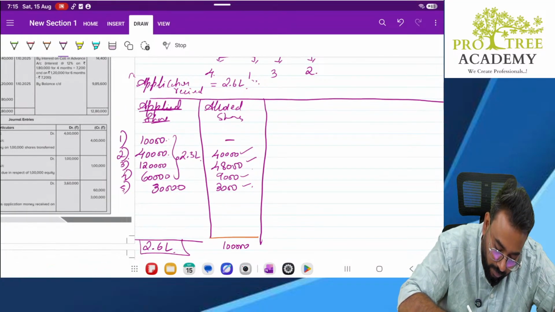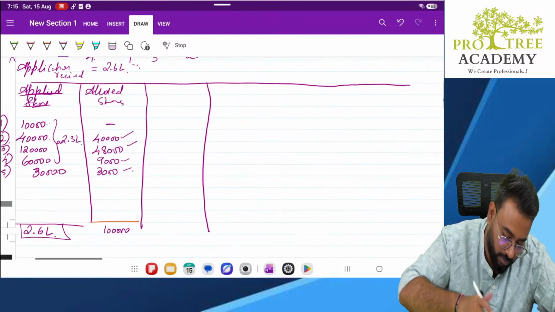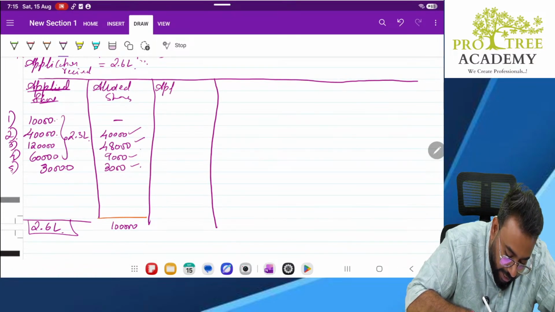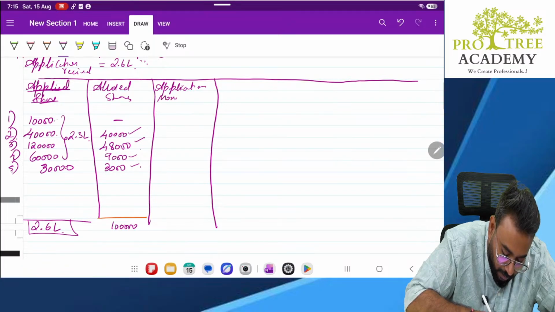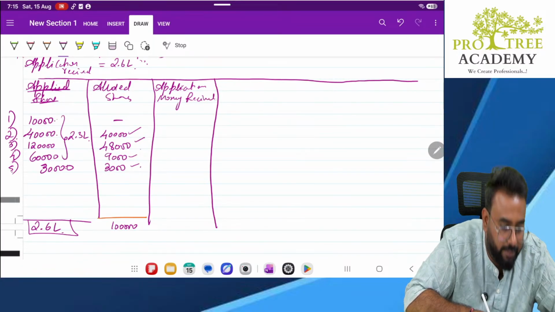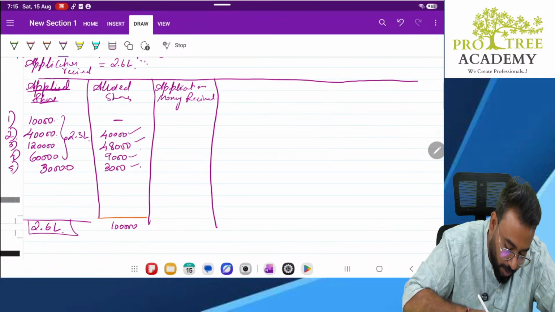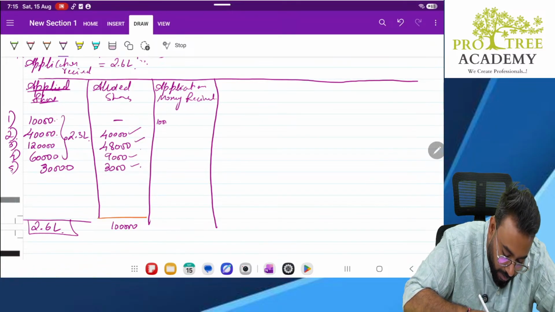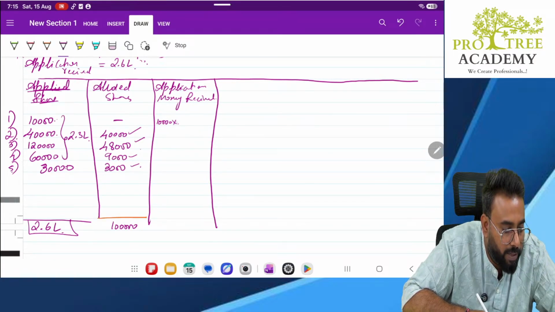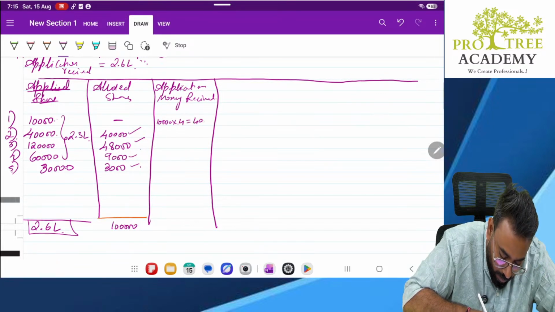Next, application money received. How much was received? We have to first find that out. Here, how much was received? Sir, 10,000 into, how much was due on application? Can anybody tell me? It is 1 rupee? 4 rupees, sorry. 40,000. Here, how much did we receive? Sir, 40,000 into 4, 1.6 lakh.